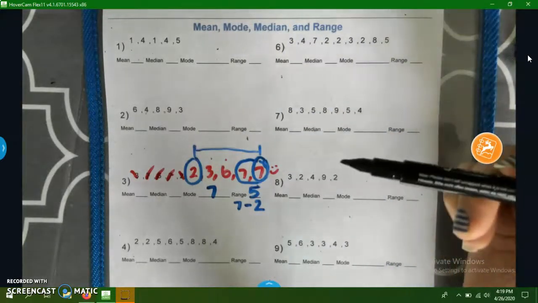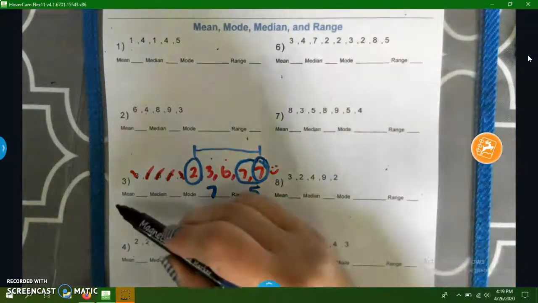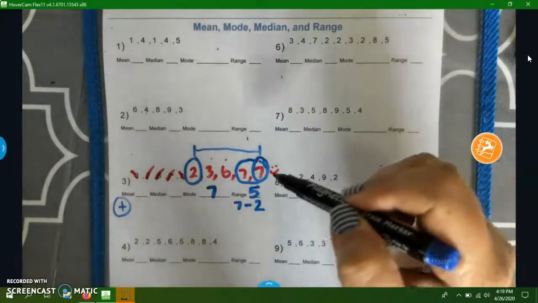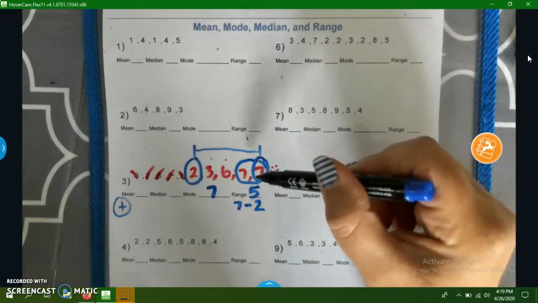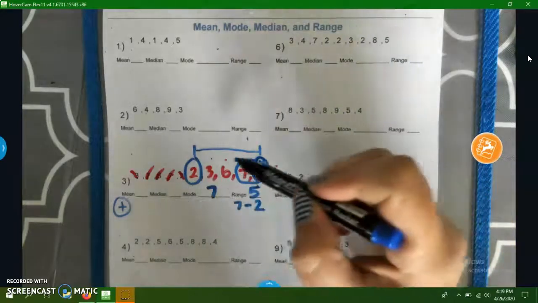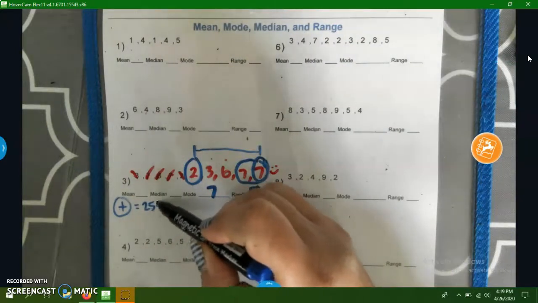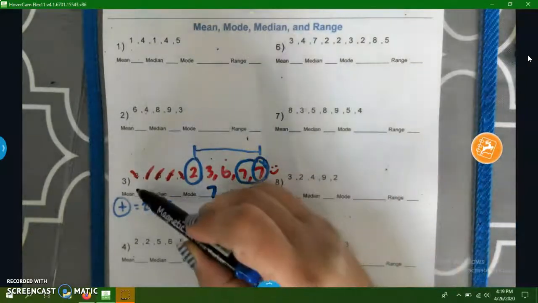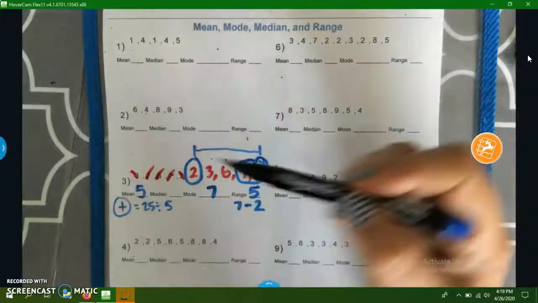Let's do the mean next so that we can see all of our numbers clearly. So mean is our average or fair share. I'm going to add up all my numbers. 2 plus 3 plus 6 plus 7 plus 7. And I believe that gives us 25. And then we are going to divide. So when I add them all up, I get 25. And then I'm going to divide by 1, 2, 3, 4, 5 numbers, which will give me a mean of 5, or an average of 5.